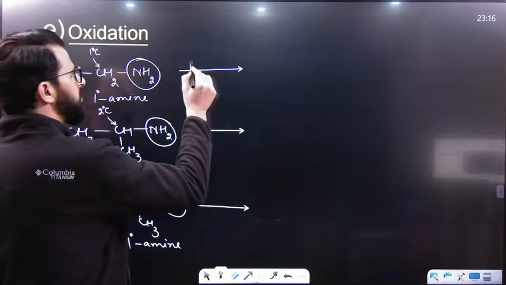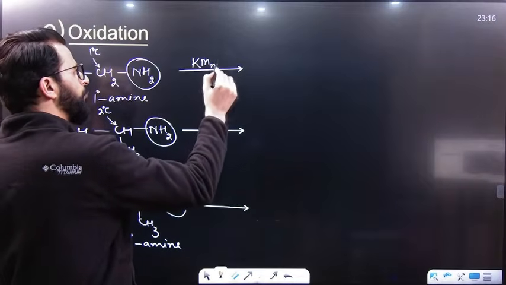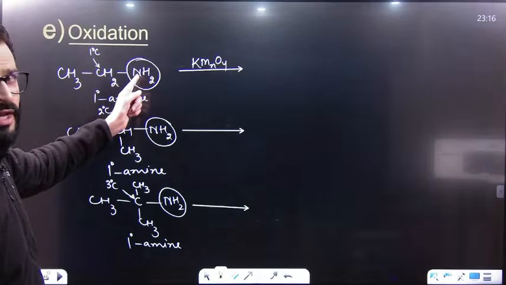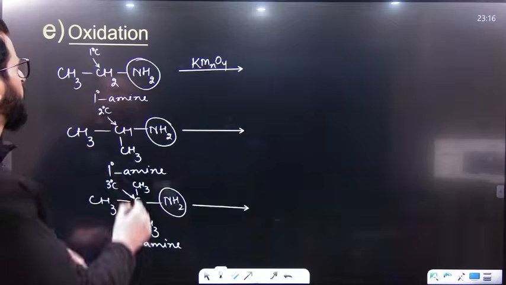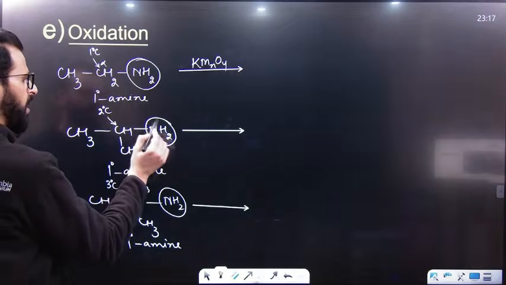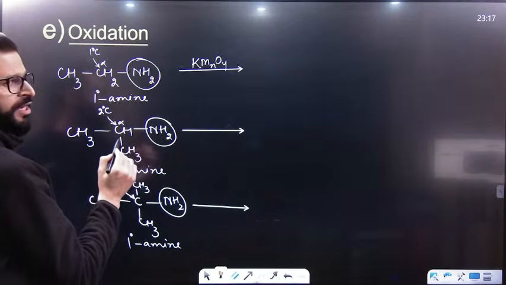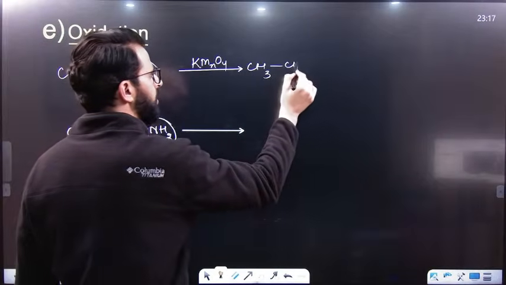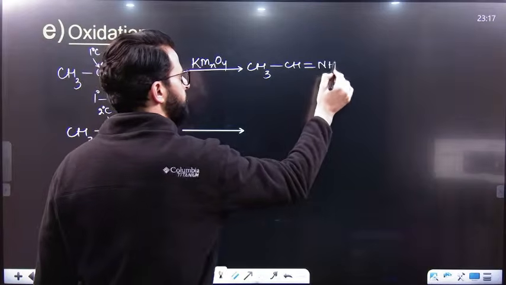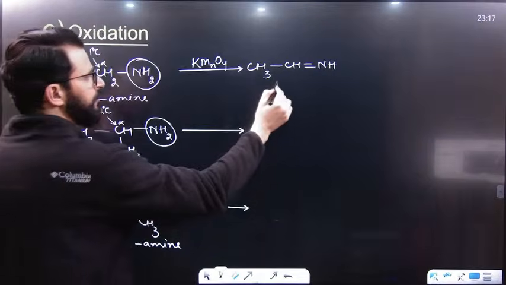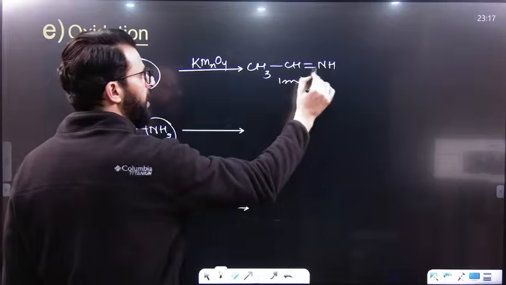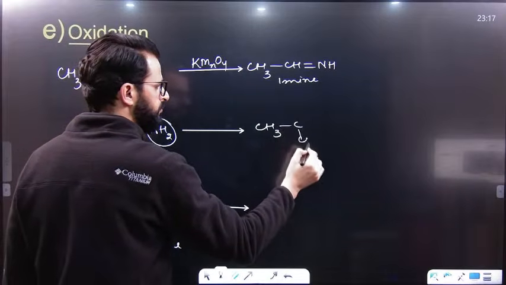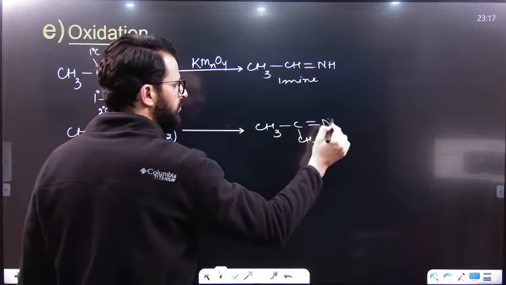When this is oxidized by using KMnO4, that means a strong oxidizing agent, what you have to do? Remove one hydrogen from the functional group, one hydrogen from the alpha position. That means there will be a double bond between the alpha carbon and the functional group nitrogen. Like this. So, an imine will be formed. C double bond NH, imine will be formed. Here, once again, an imine will be formed.